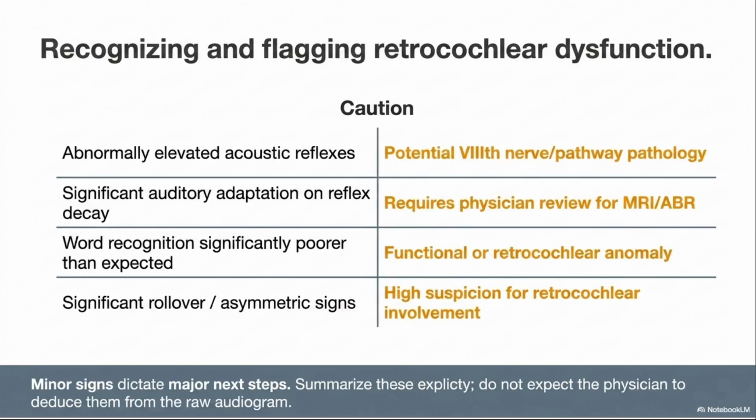So you can see here on the side, on the caution section: abnormally elevated acoustic reflexes, significant auditory adaptation on reflex decay, word recognition significantly poorer than expected, or significant signs of asymmetry, indicating high suspicion for retrocochlear involvement.